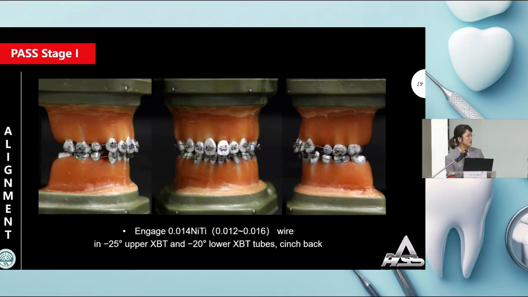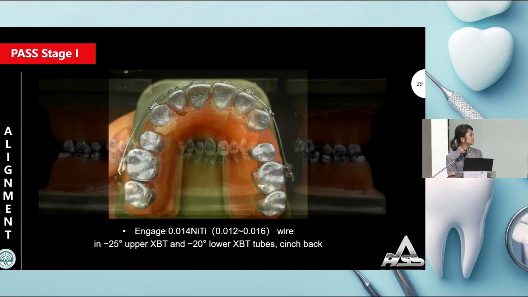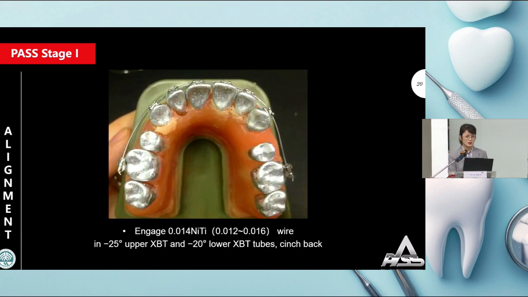When engaging the 14 nitinol wire in the 25 degree upper XBT and the 25 degree lower XBT tubes, a dominant moment will be put on anchor molars here, and this will also protect the molar from forward drifting. We can see the occlusal view.